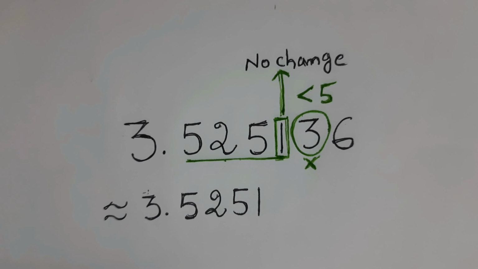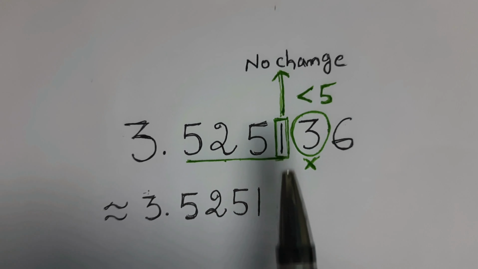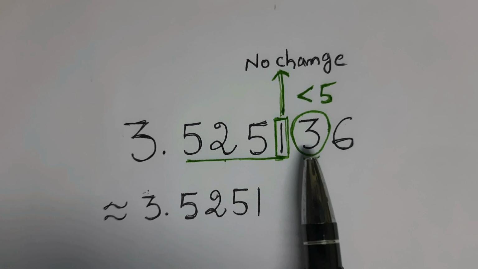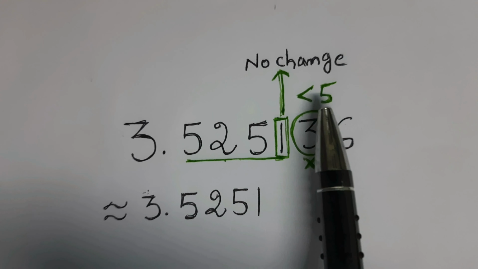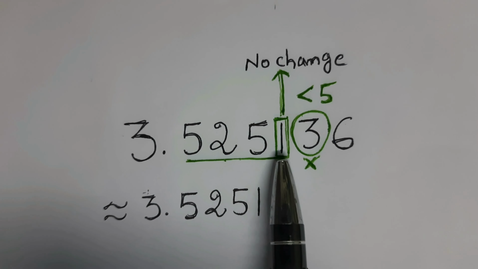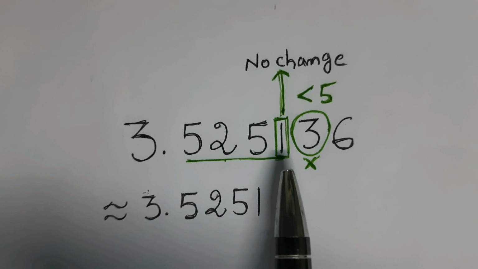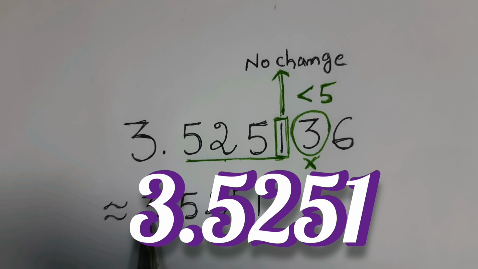Now, let's round off this number up to 4 decimal places. Therefore, the digit in the 5th decimal place should be dropped. That is, this digit 3 should be dropped. Also, this digit is less than 5. Then by case 1, this preceding digit 1 is left unchanged. That is, no change in 1. Hence, we can round off this number as 3.5251.